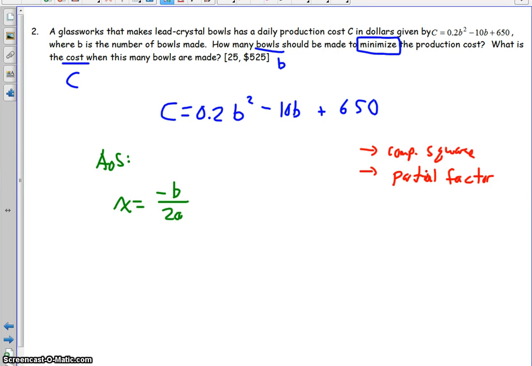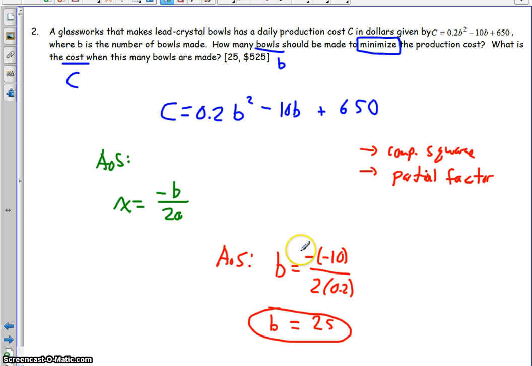Now, you've got to be a little bit careful with our variables here. Our independent variable, instead of an x, is actually b. So in our situation here, our axis of symmetry is going to be negative 10, which of course simplifies to plus 10, over 2 times 0.2. Okay, so run that through your calculator, and it's going to be 10 divided by 0.4, which is 25. So that's our axis of symmetry.